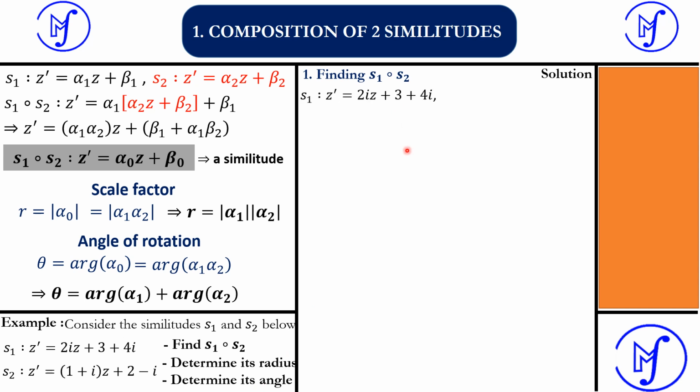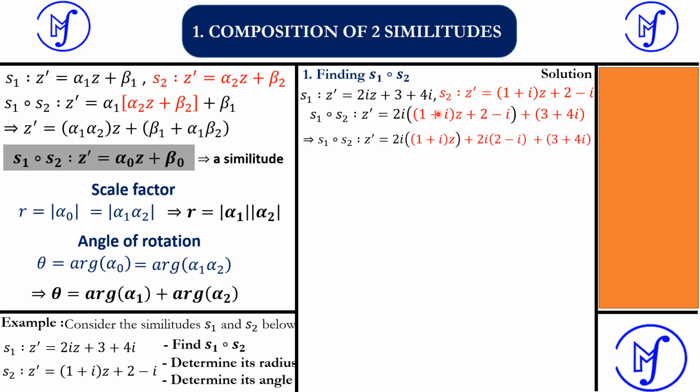So S1 being given and S2 being given, for us to find the composition S1 of S2, S1 is z prime equal to 2i z plus 3 plus 4i, and then S2 is z prime equal to 1 plus i times z plus 2 minus i. So S1 of S2 simply means that we take what is in red and we replace it with the z here. Okay, so we have 2i times all of this, which is 1 plus i z plus 2 minus i, then plus now the remaining part, which is 3 plus 4i. So we expand and then we bring like terms together to make it resemble this form. So the composition is z prime equal to 2i minus 2 times z plus 5 plus 8i.